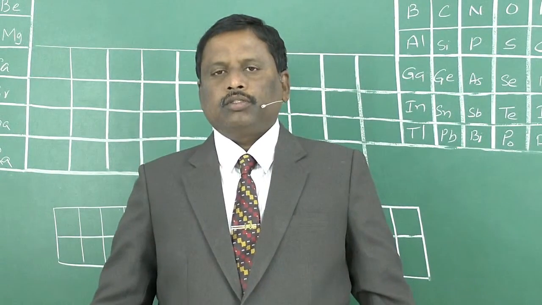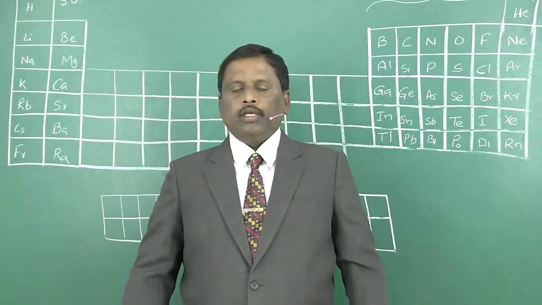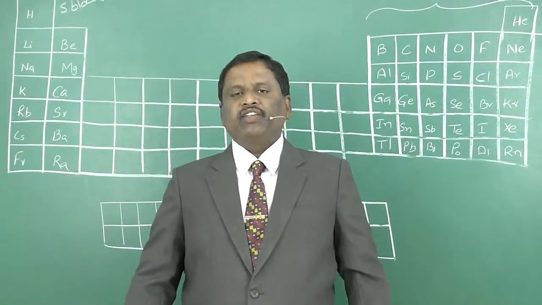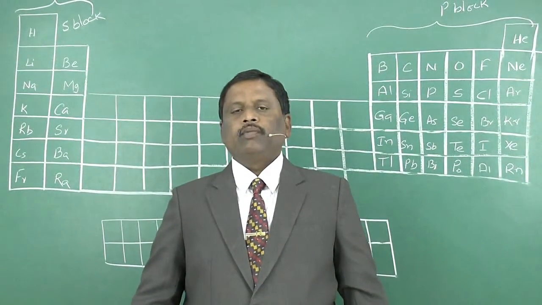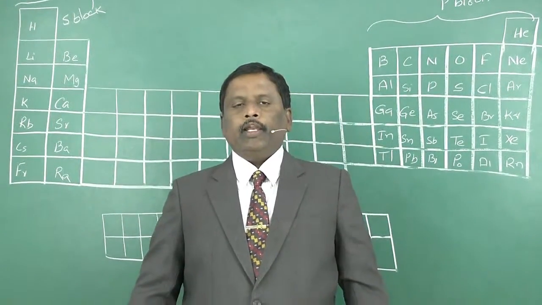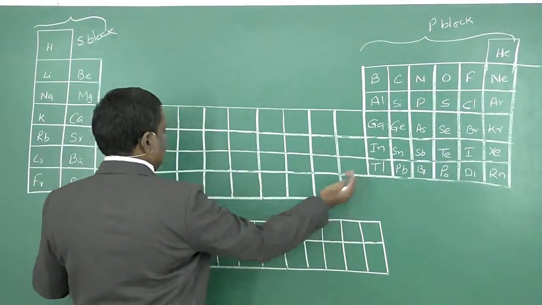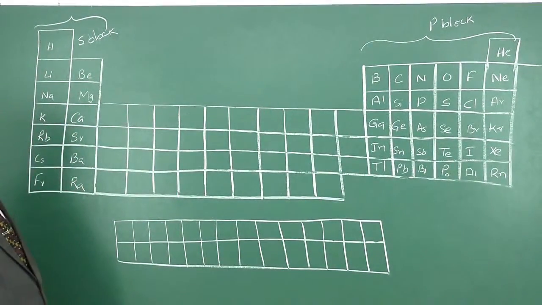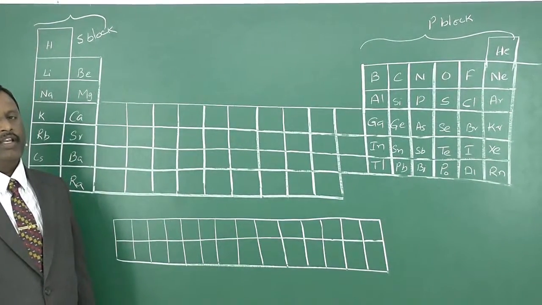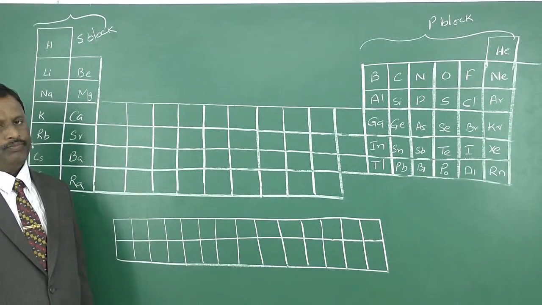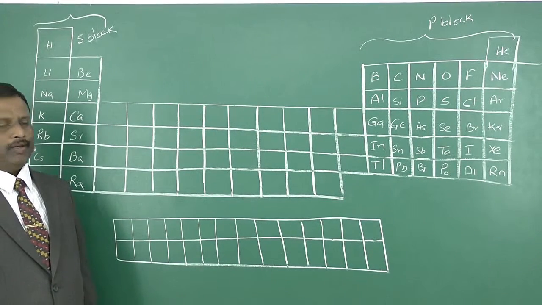Now let us discuss the 3rd block, that is d block elements. The elements in which the differentiating electron will enter into the d orbital are considered d block elements. Here in the periodic table, from the 3rd group to the 12th group, are considered d block elements because in these elements the last electron will enter the d orbital. That's why we consider them d block elements.